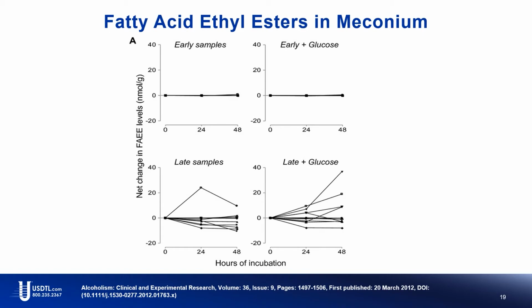If we look at the bottom two charts, same experiment, except these meconium were late passages of meconium. Just on standing, we can see that a couple of these specimens produced FAEE. And if you add a little bit of glucose, you can see that several of these meconium samples produced positive levels of FAEE. So there's something going on between the first passages and the second passages. What they concluded was that the gut is invaded by microflora, and that these are, in some cases, fermenting microbes.